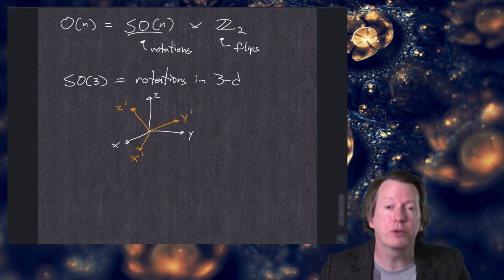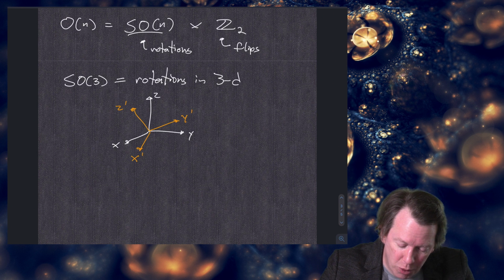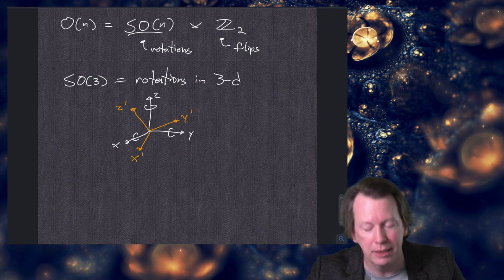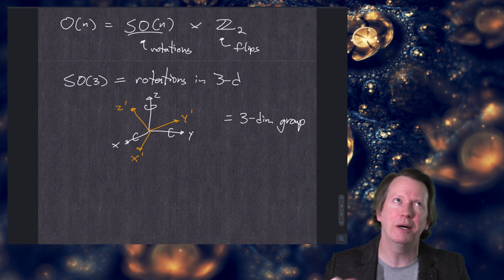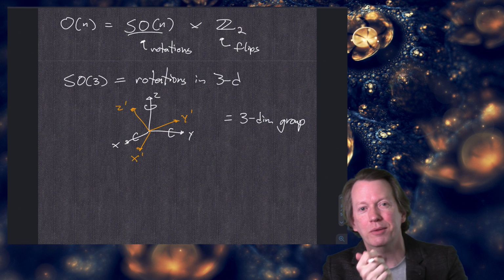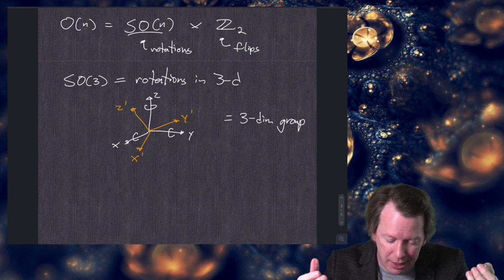SO3, it turns out there are 3 ways to do it. And basically, you can think about that as you can rotate around this axis, around that axis, or around that axis. So this is a 3-dimensional group. And that sometimes confuses people into thinking that somehow the number of rotations should equal the number of dimensions in the thing you're rotating. But that's not the case.